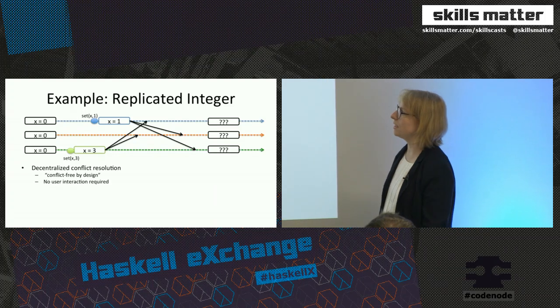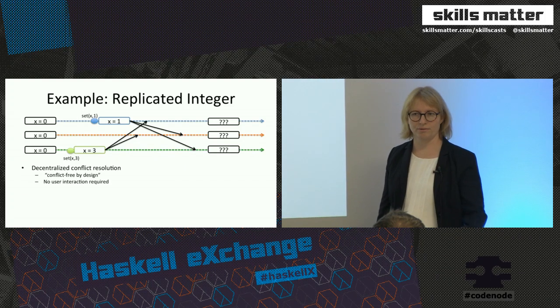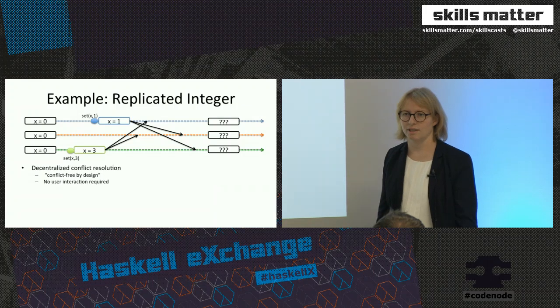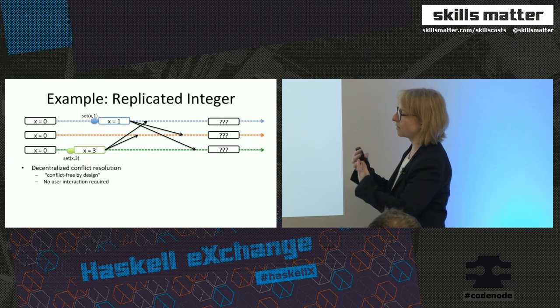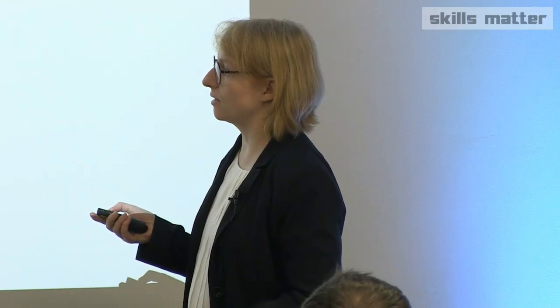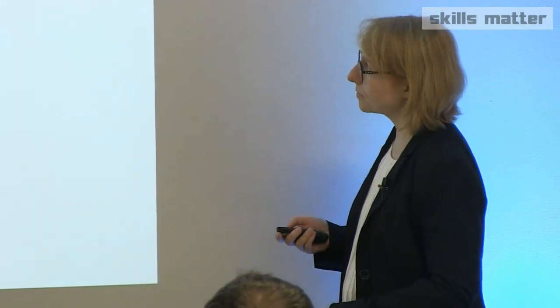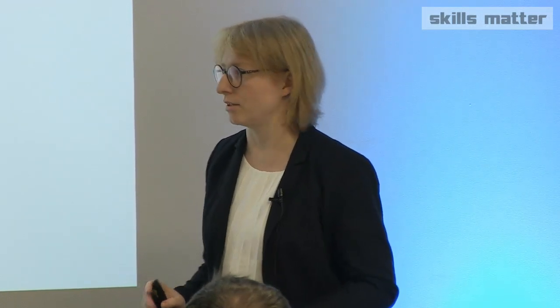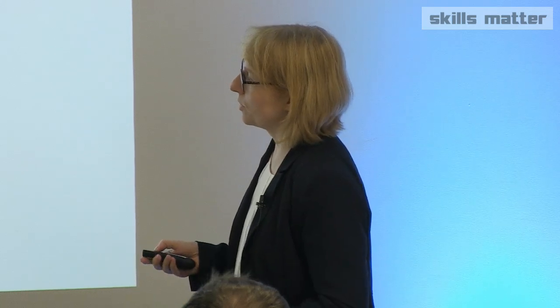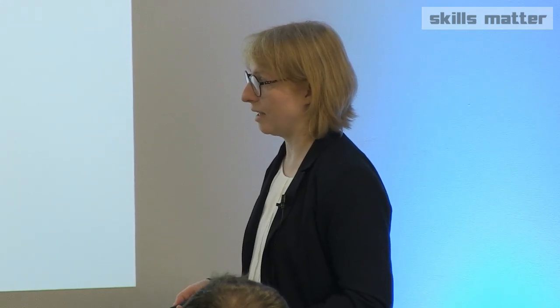Now, is this really what we want? One replica ending up with value 3, the other ending up with value 1? Not really, right? Because this would require us to manually or on application level find out about these conflicting updates and do something about this. So what we actually want is a kind of decentralized conflict resolution where we make sure that by design this situation cannot happen. So we cannot end up in a state where the replicas diverge. And we want to make sure that we don't need any user interaction because this is just asking for trouble.